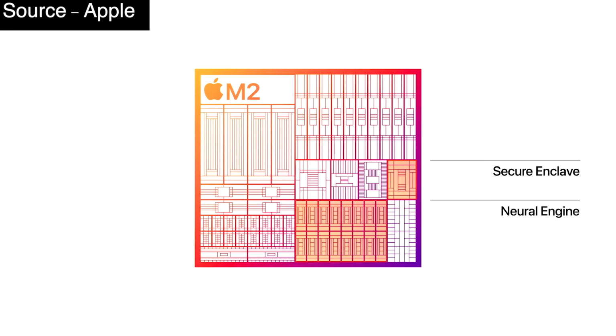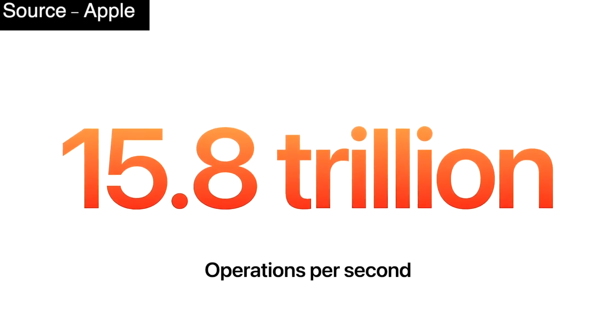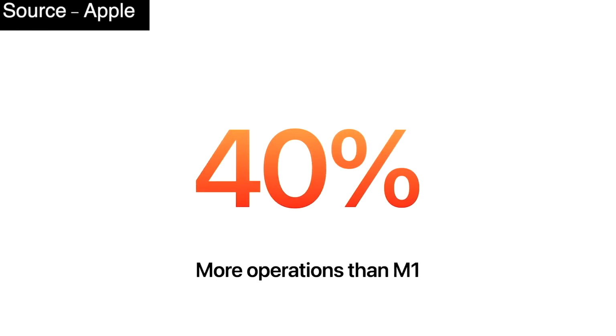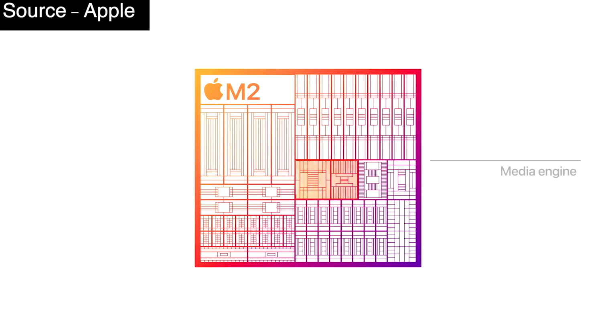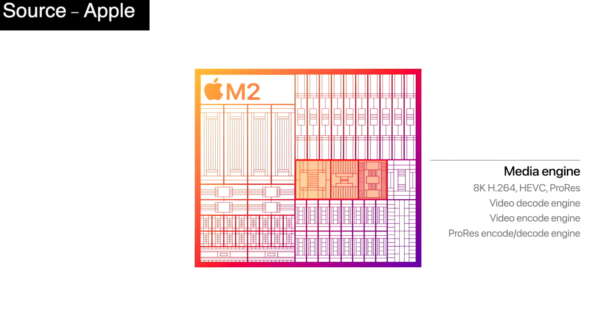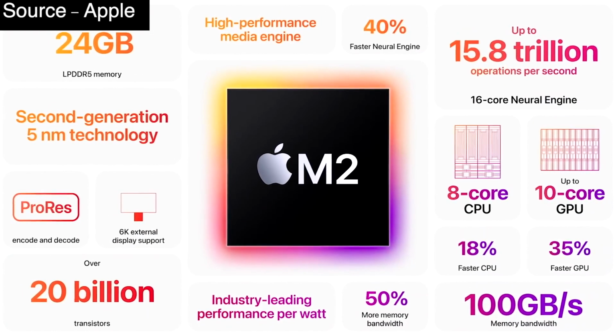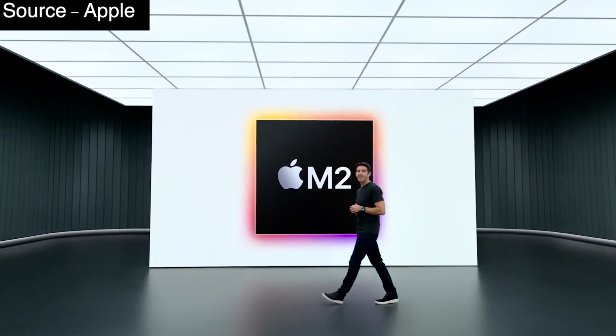The neural engine in M2 can process up to 15.8 trillion operations per second. That's over 40% more than M1. It also has our next-generation media engine, including a higher bandwidth video decoder that supports 8K H.264 and HEVC video. And M2 features our powerful ProRes video engine for hardware-accelerated encode and decode. So that's M2. So now, let's talk about the first Mac to get the M2 chip.